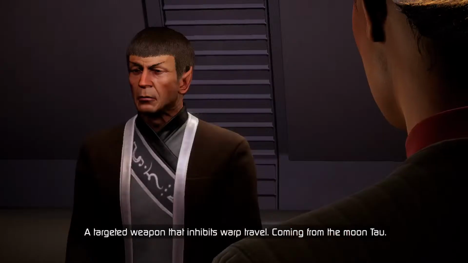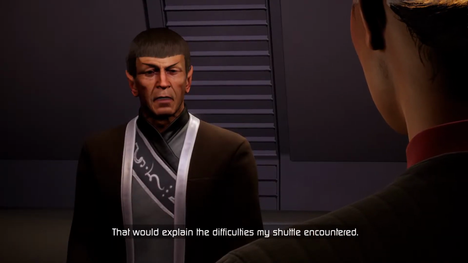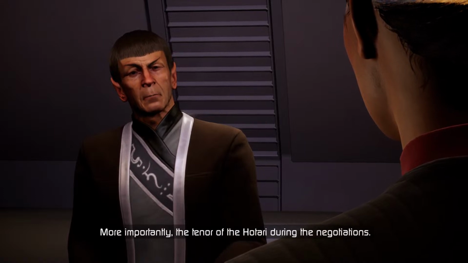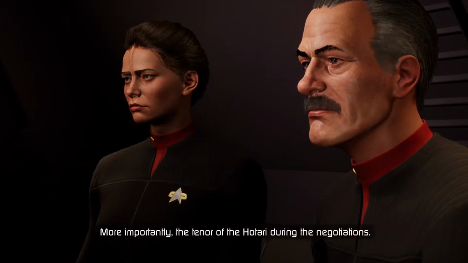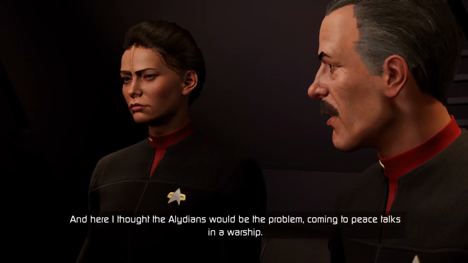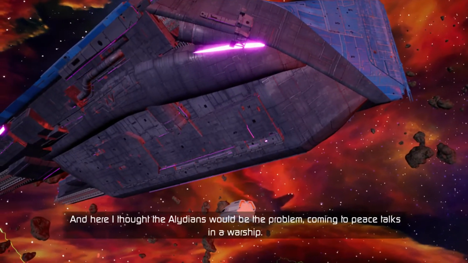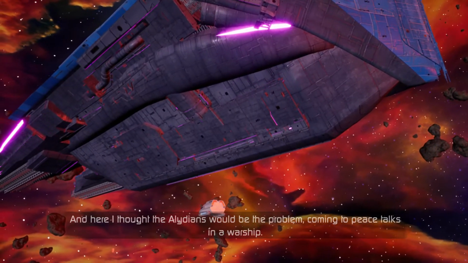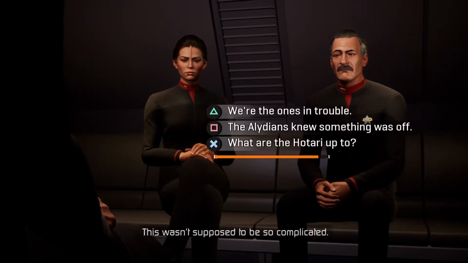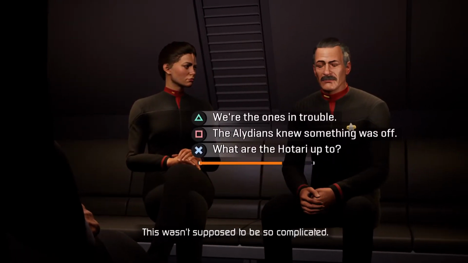Coming from the moon Tau. That would explain the difficulties my shuttle encountered. More importantly, the tenor of the Hotari during the negotiations. And here I thought the Illidians would be the problem. Coming to peace talks in a warship. This wasn't supposed to be so complicated.